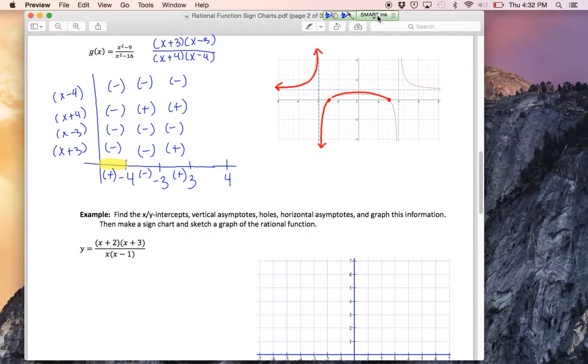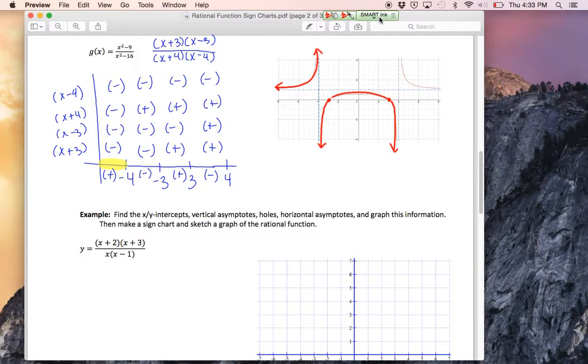Now you keep going, you do the same thing. From +3 to 4, let's pick an x value, plug it in. Let's do 3.5. 3.5 minus 4 is negative. 3.5 plus 4 is positive. 3.5 minus 3 is positive. And 3.5 plus 3 is positive. Well, one negative and 3 positives gives you a negative. So that part of the graph must be below the x-axis.